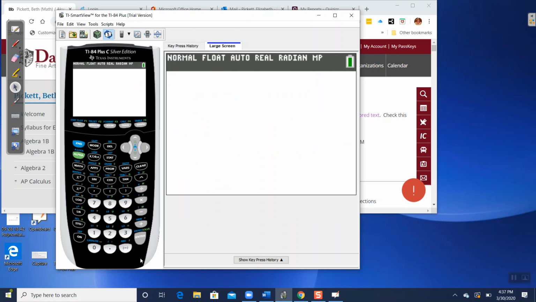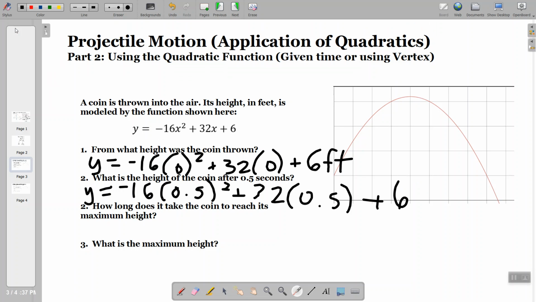You can use any scientific calculator to do this pretty easily. -16 times 0.5 squared plus 32 times 0.5 and then plus 6. Okay, and so we'll get that it was a height of 18 feet.